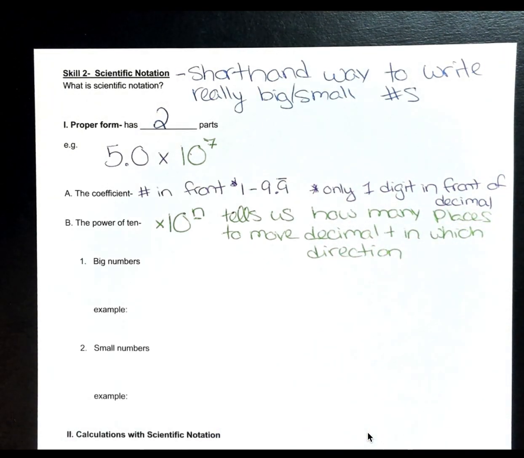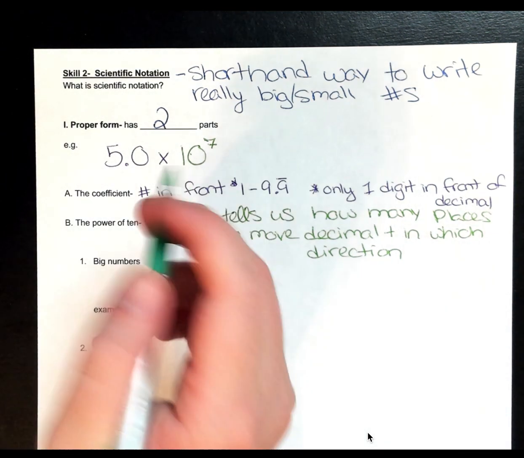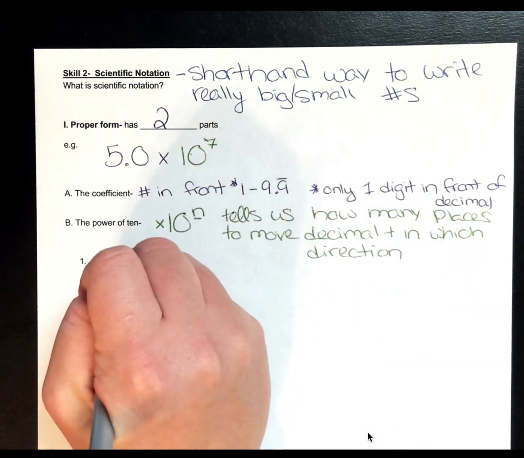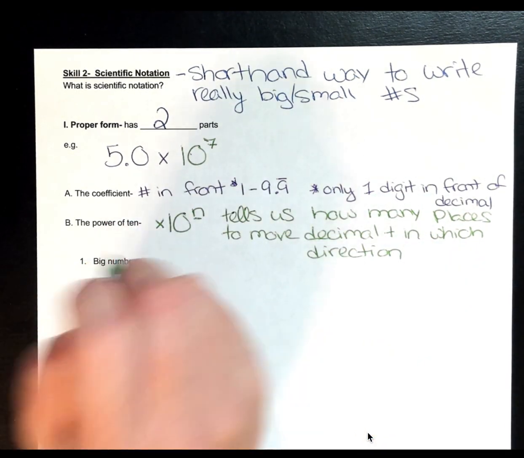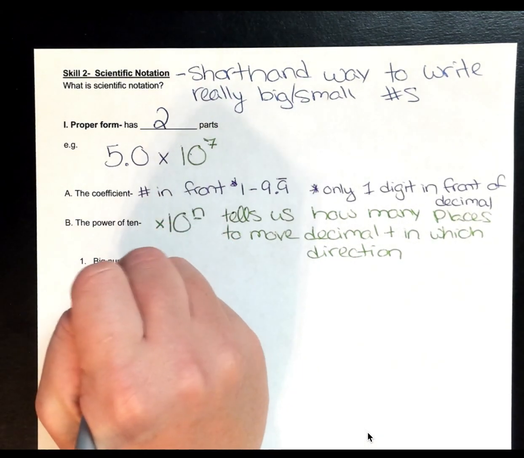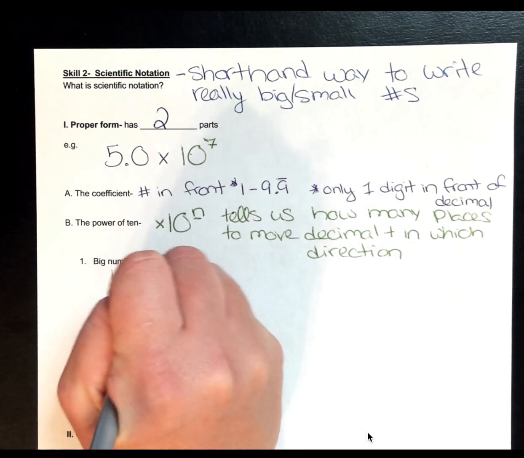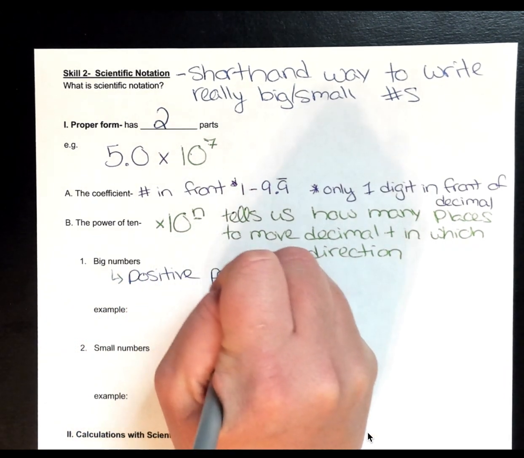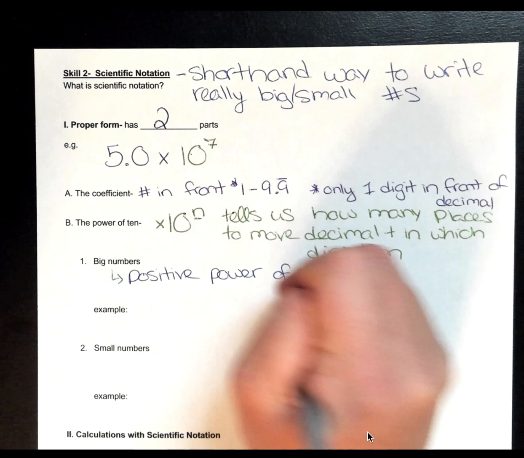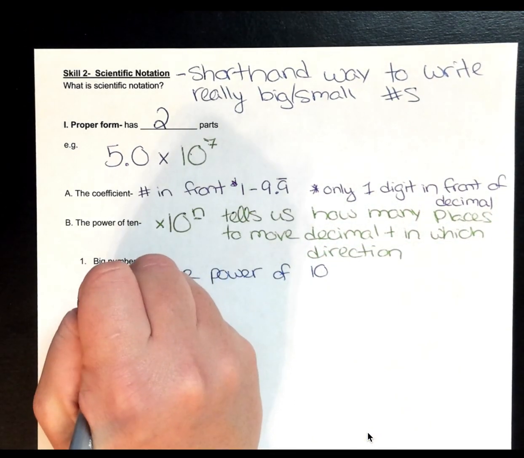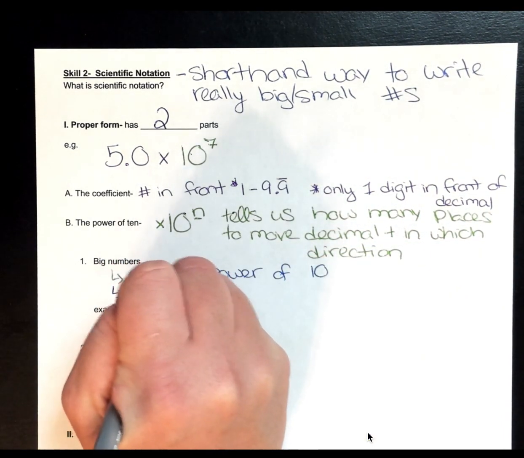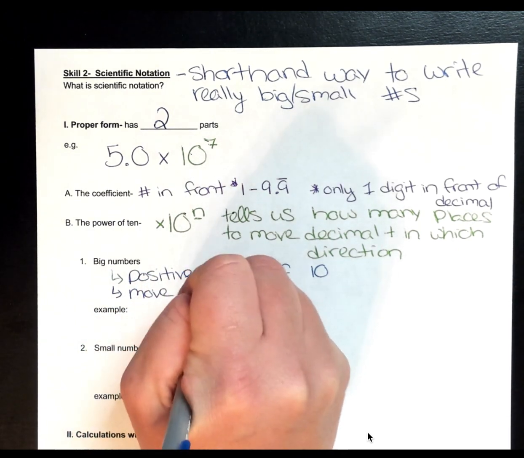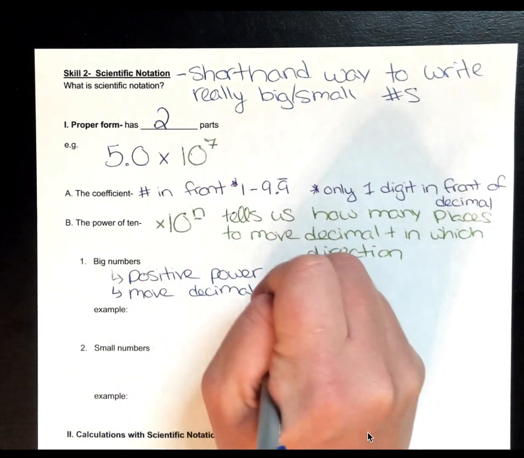So when we have a really big number, a really big number would have a power of 10 that is positive. So big numbers have a positive power of 10. And we're going to move the decimal to the right.